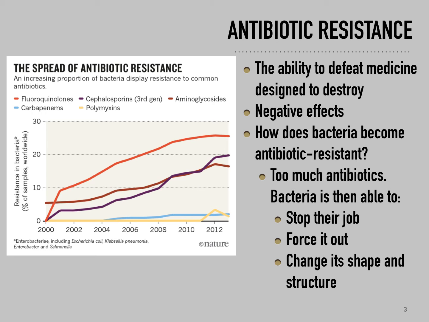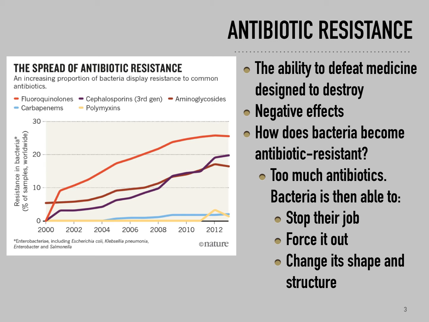Now, how is this even an answer? Well, when bacteria adapt to the given antibiotic, they are able to 1. Stop the medicine from doing its job, 2. Force out the antibiotic completely, or 3. Change the antibiotic shape and structure so it can no longer attach itself to the bacteria.